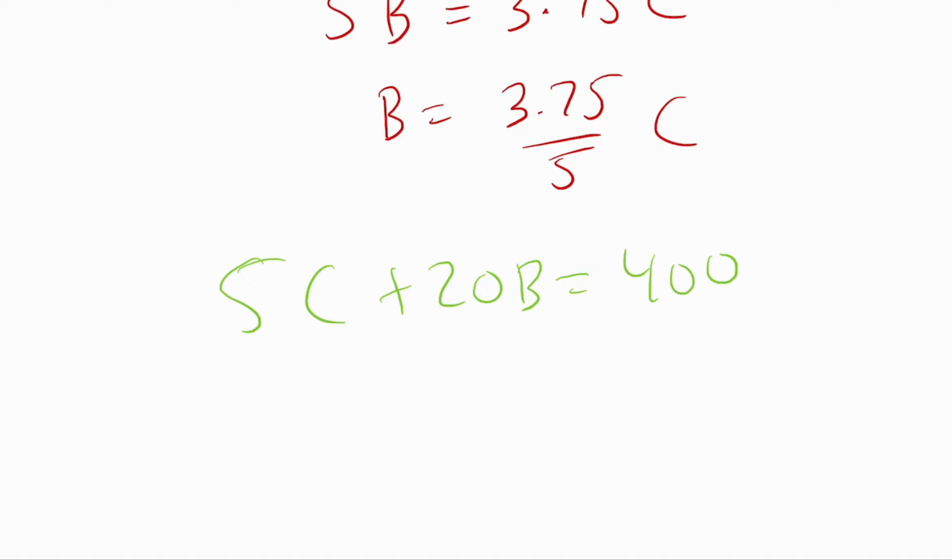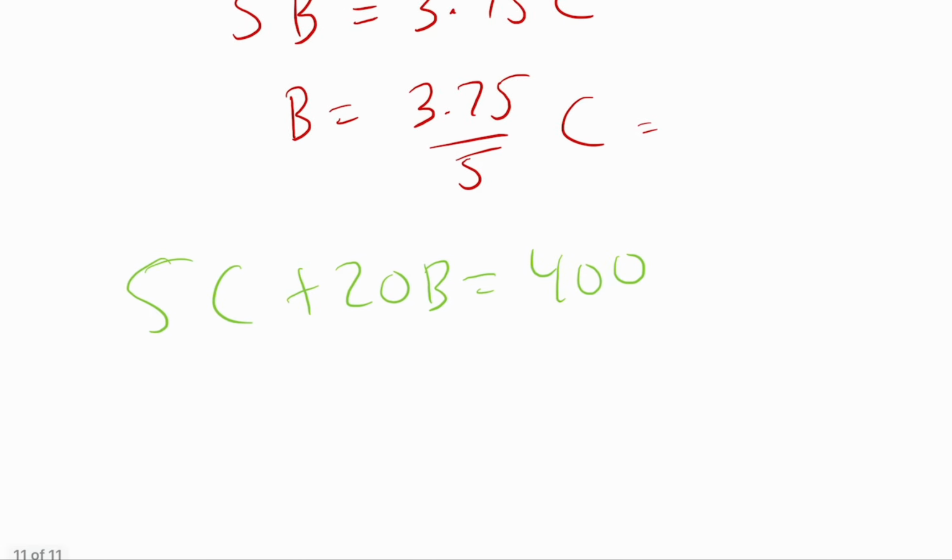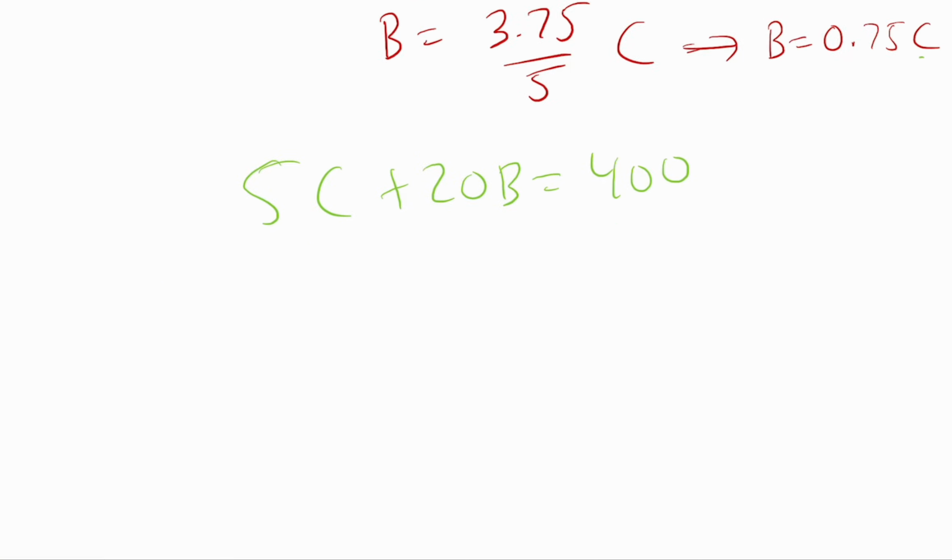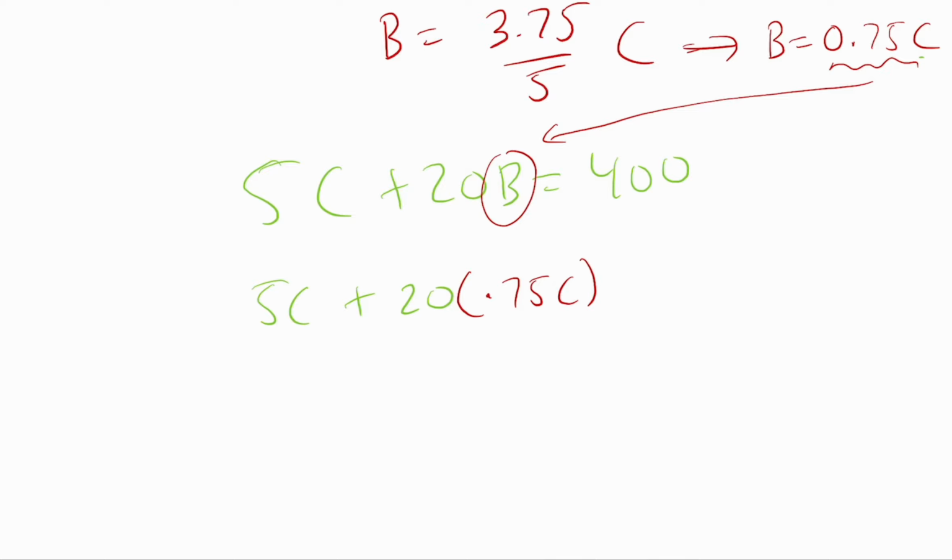With this, we could then plug in. Oh yeah, and by the way, on your calculator 3.75 over 5 simplifies to 0.75. So we could rewrite this as b equals 0.75c, which will make it easier to plug in. When we plug it in, we replace this b with 0.75c, which means this equation becomes 5c plus 20b, which is really 0.75c, equals 400. And then now it's just simple algebra from there.